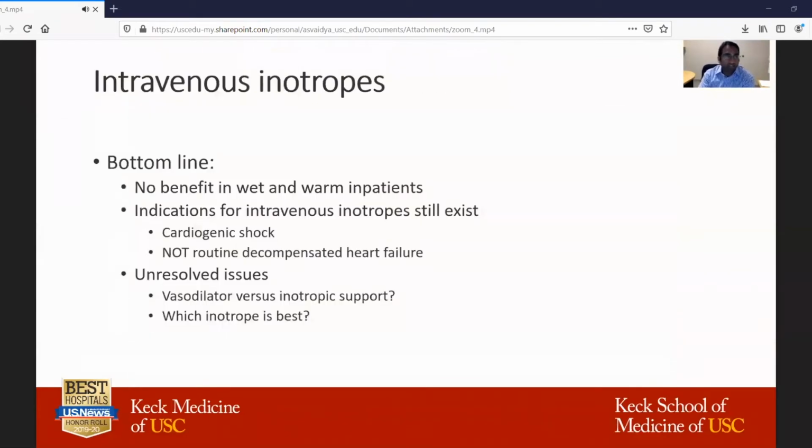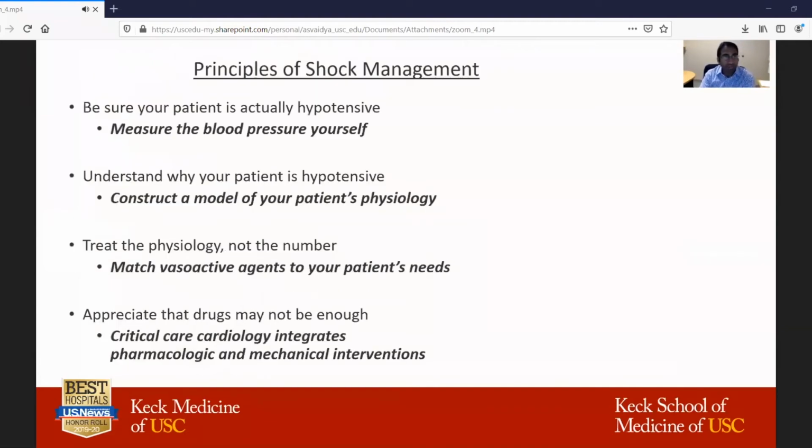So the takeaway is that there's no benefit in wet and warm patients, but there are indications for IV inotropes, such as cardiogenic shock. But like I said, not in routine decompensated kind of warm and wet heart failure. So unresolved issues is when to best use vasodilators versus going to an inodilator, such as dobutamine or milrinone, and which inotrope to use first, which is best, milrinone or dobutamine.